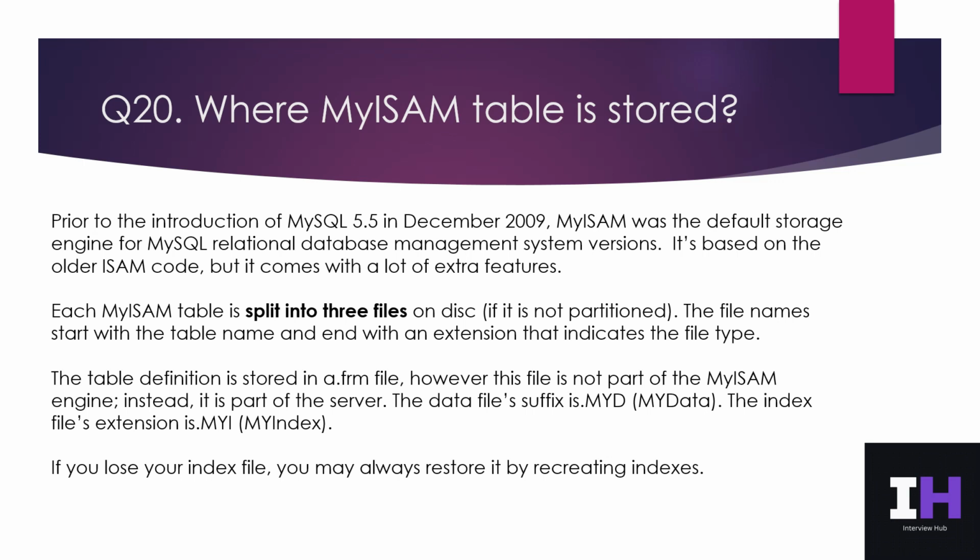Each MyISAM table is split into 3 files on disk if it is not partitioned. The file names start with the table name and end with an extension that indicates the file type. The table definition is stored in a FRM file. However, this file is not part of the MyISAM engine. Instead, it is part of the server.